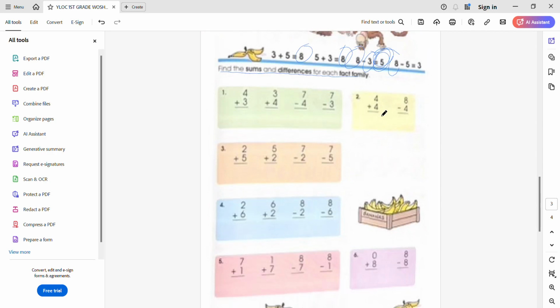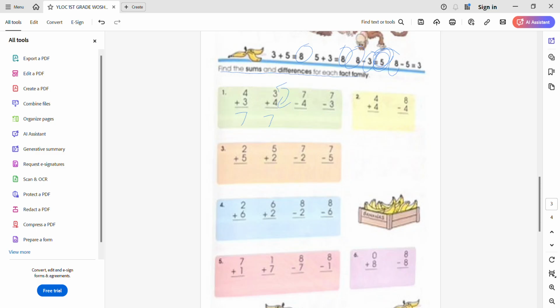So, find the sum and differences for each fact family. So, 4 plus 3 equals 7, which you can use your fingers. 3 plus 4 is also 7. They just switch the order, so nothing will be changed.